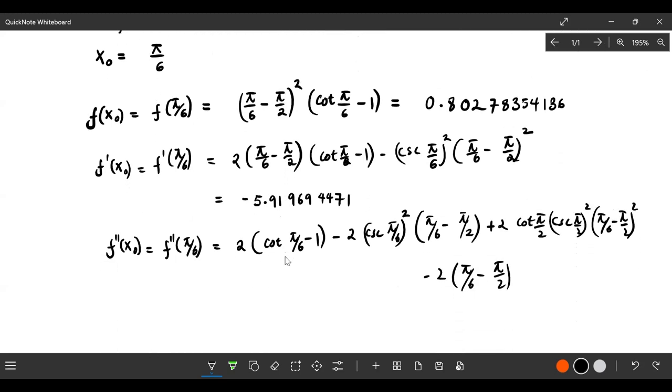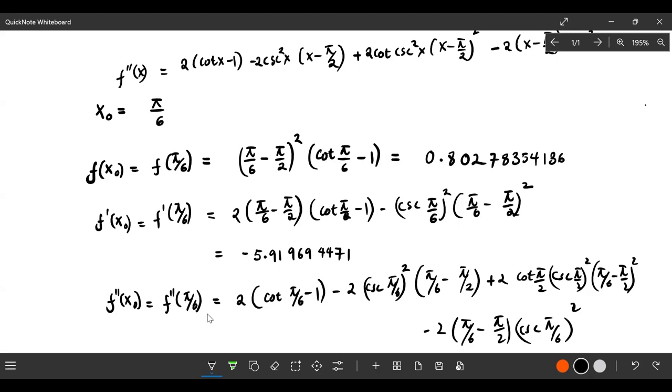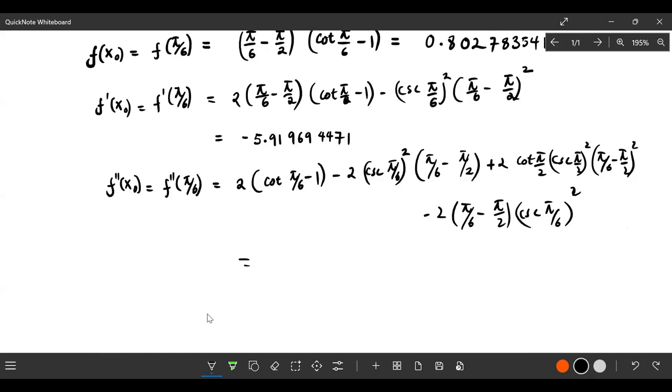Okay, and then cosec pi over 6, and then this has to be squared. So this one, I don't know what you get there. Okay, so let's come back. What I need to do, just to show you what values you need to get as you are doing the practice, is use MATLAB. We do it quickly.